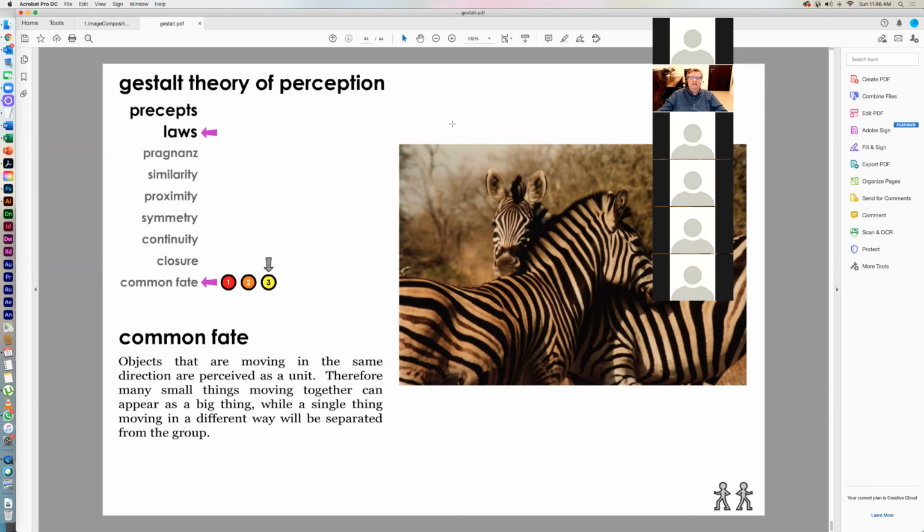Okay, so that's the idea of common fate. So those are the basics of Gestalt.